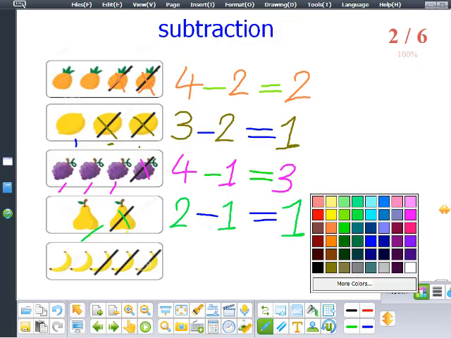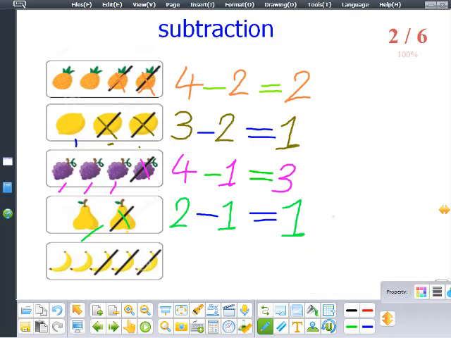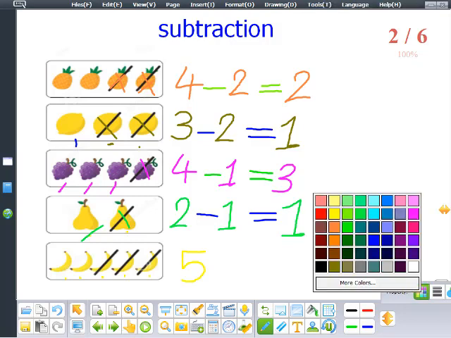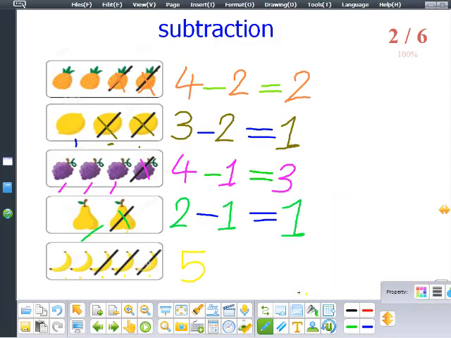Well, now let's see the last pictures. Here we have some bananas. 1, 2, 3, 4, 5. All the bananas are 5. Let's write 5. We will eat some of these bananas. How many will we eat? Let's count. 1, 2, 3. I'd eat 3 bananas.